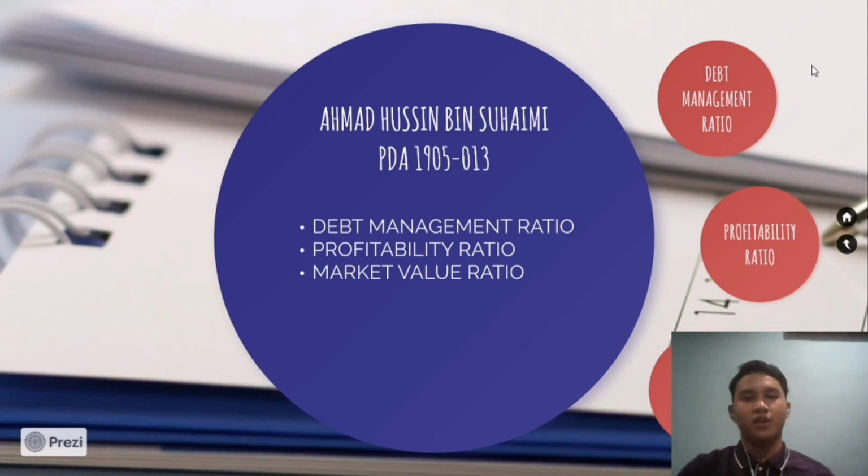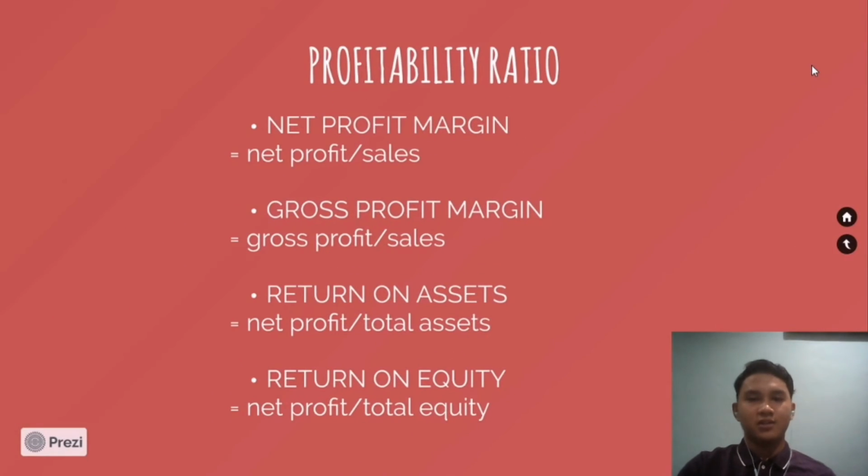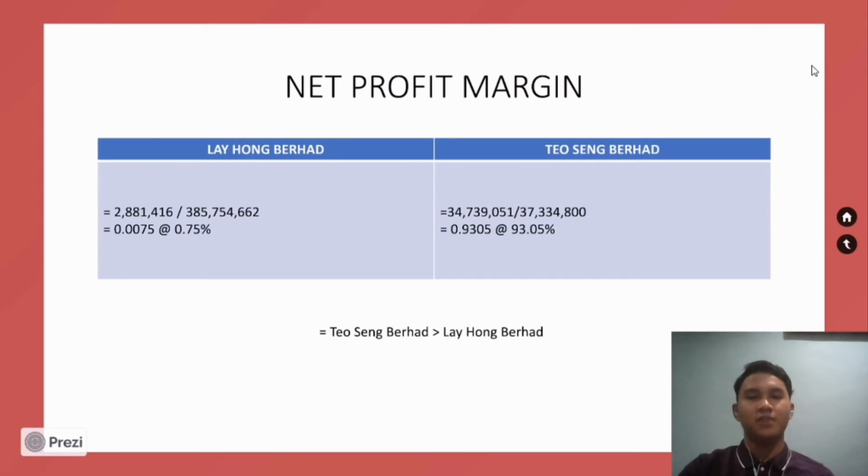Profitability ratio also has four calculations, which are net profit margin, gross profit margin, return on asset, and return on equity. So I will explain about net profit margin first. The formula for net profit margin is net profit divided by sales. Teoseng Capital Berhad has a greater net profit margin, which is 93.05%, better than Lai Hong Berhad with only 0.75%.